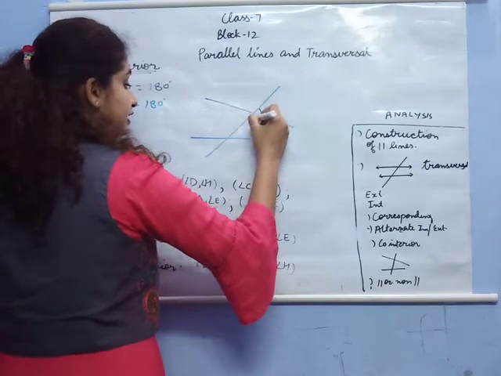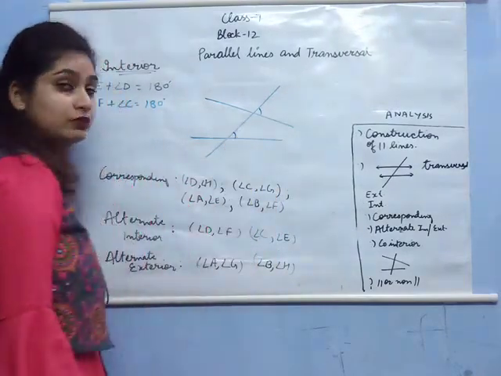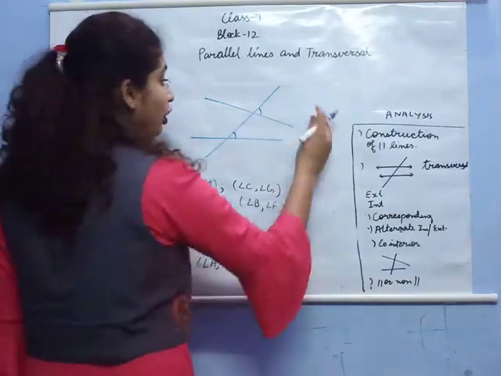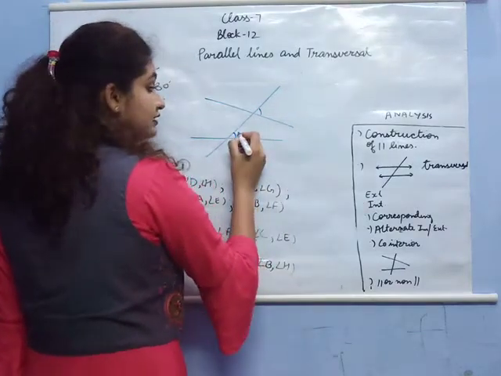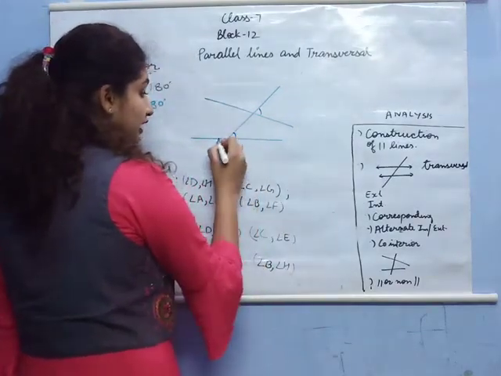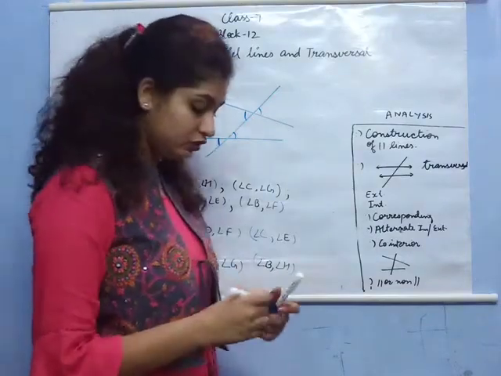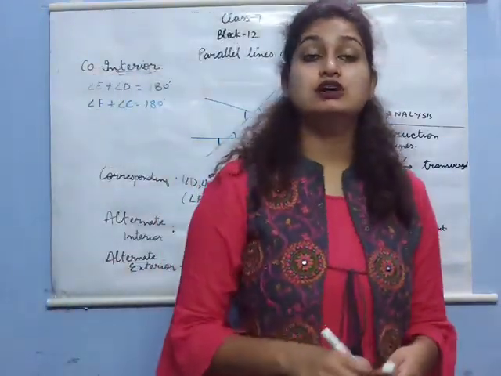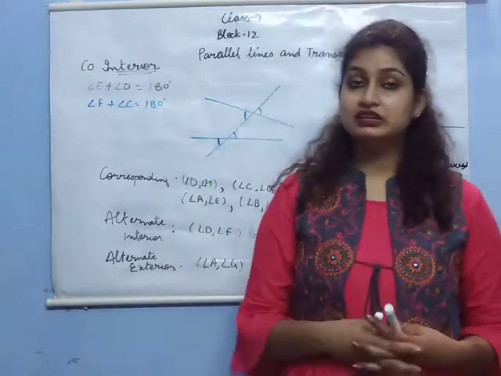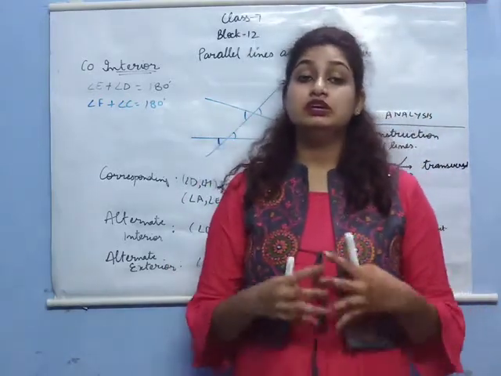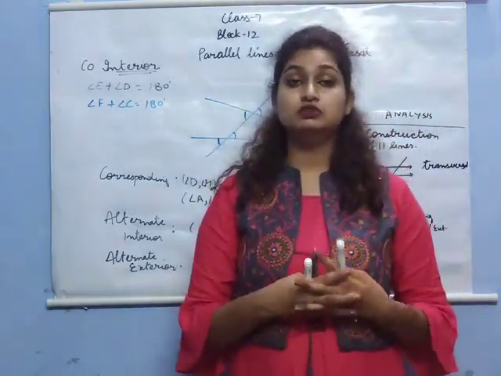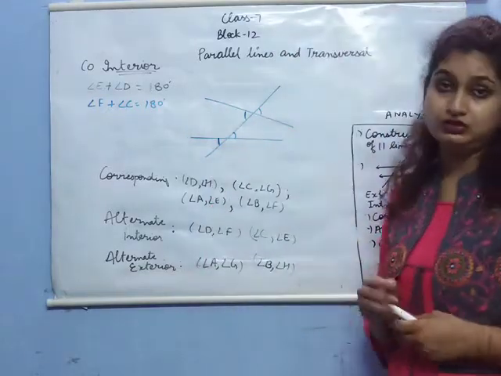See, these angles are said to be the corresponding angles, but these angles are not equal. These angles are not equal in measure. See, this is an acute angle and this is an obtuse angle. So these angles are not equal. The corresponding angles, the alternate interior angles and alternate exterior angles are not going to be equal in measure when the lines are not parallel to each other.